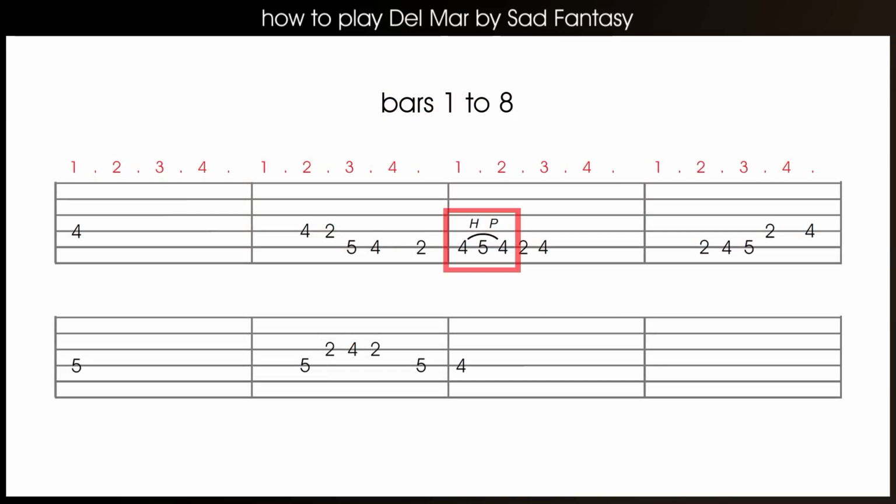And if you find the hammer-on and pull-off is too hard for you or too advanced at the stage you're at, don't worry, just play it normally using your pick, but try to play it as smoothly as you can.